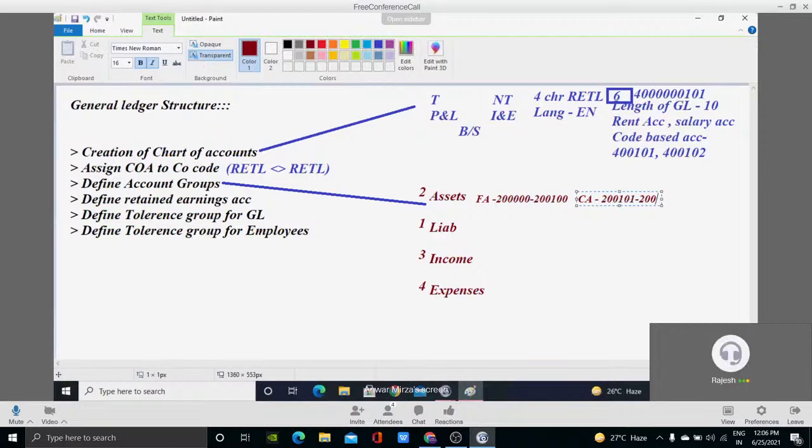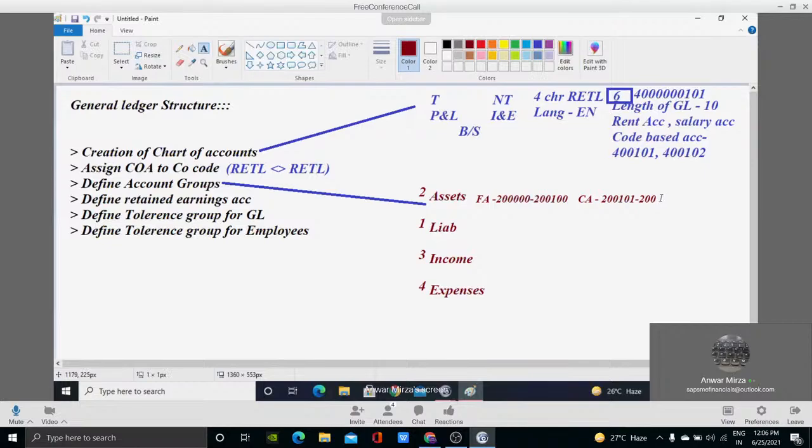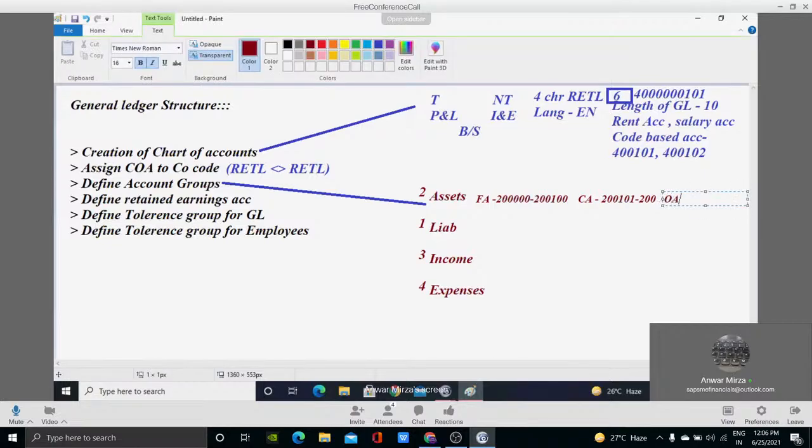How many accounts can you create under current assets as per this? 100. Got it? 90. Now 190, the other assets. Other assets are 200, 201, 300. Other assets, advances, prepaid expenses, all those belong to the category of other assets.